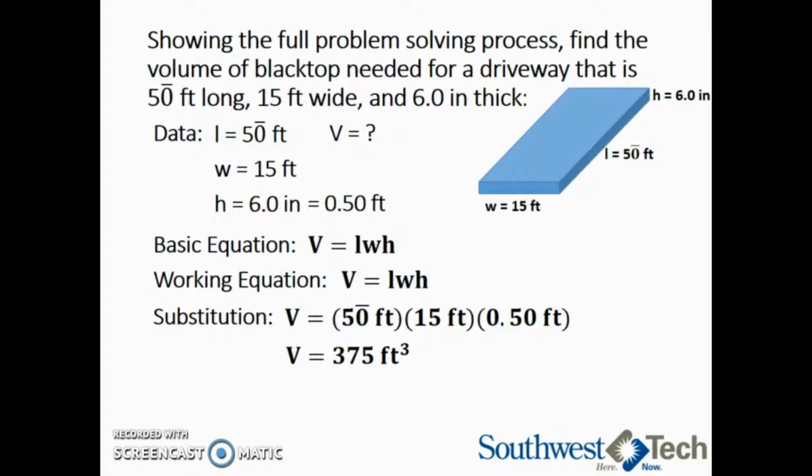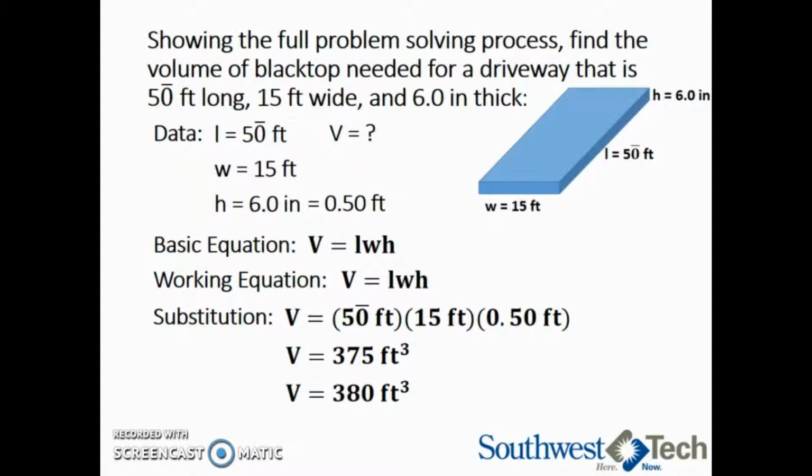In this case, we see that the volume is equal to 375 cubic feet. We also need to make sure we round to the correct number of significant digits. In this case, all of our values only have 2 significant digits. This means that the volume is equal to 380 cubic feet.